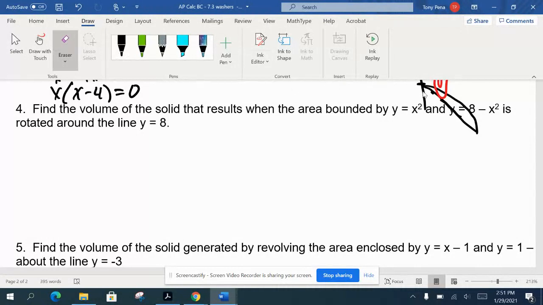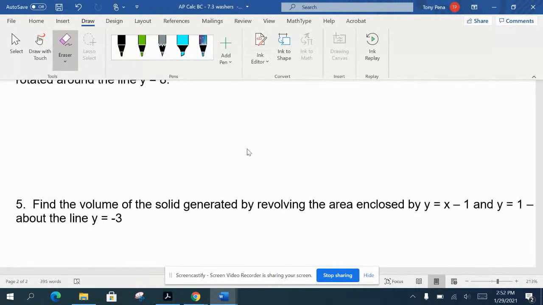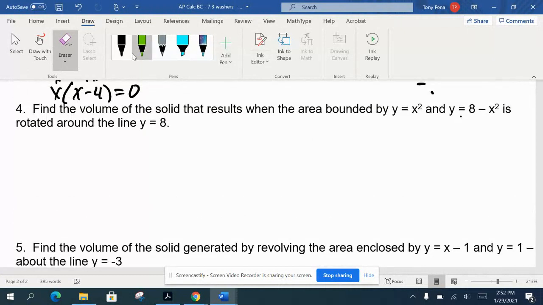Before we do 4, let me just give you a little prep here. We want to make sure that you draw this somewhat close to number 5. So I guess you could just watch and just draw it where I'm going to draw it. Find the volume of the solid that results if the region bounded by x squared and 8 minus x squared is rotated around the line y equals 8. So we're going to, if we draw this in, we want to draw our xy plane close to number 5. Actually, hold on, don't do that just yet. Make the x-axis right there.